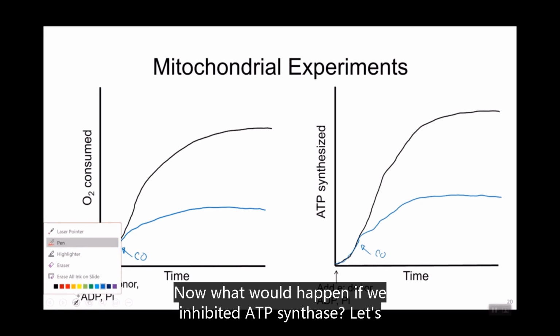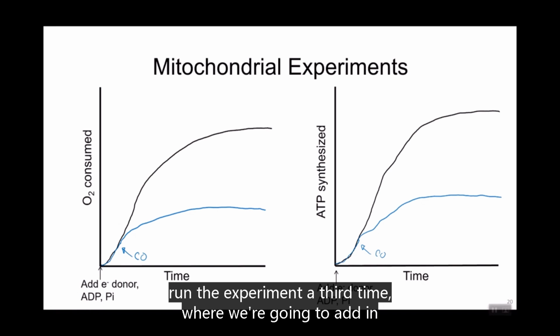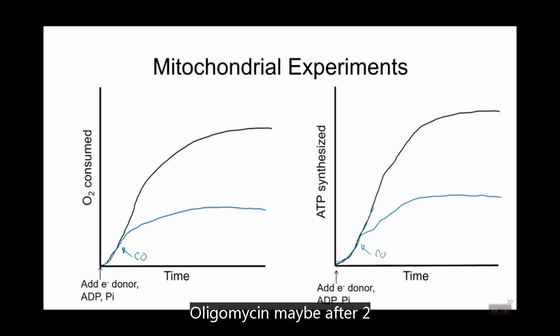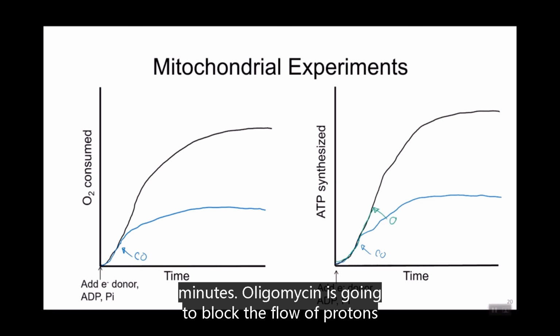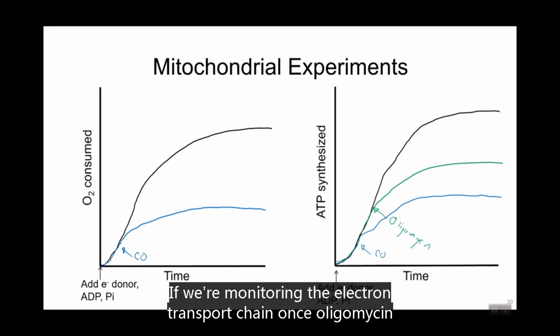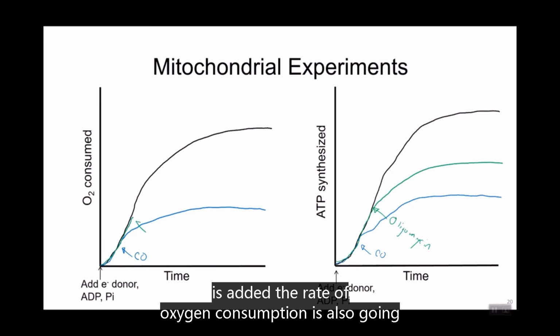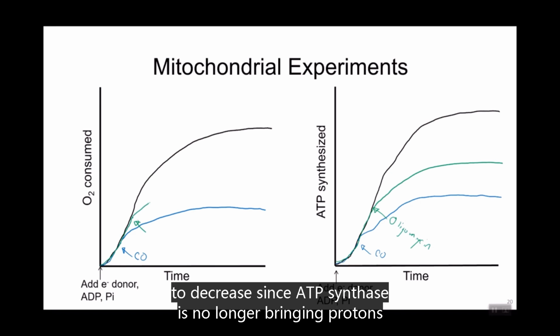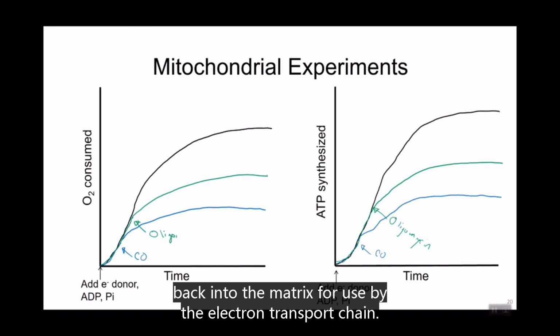Now, what would happen if we inhibited ATP synthase? Let's run the experiment a third time, where we're going to add in oligomycin maybe after 2 minutes. Oligomycin is going to block the flow of protons through ATP synthase and slow down the production of ATP. If we're monitoring the electron transport chain, once oligomycin is added, the rate of oxygen consumption is also going to decrease, since ATP synthase is no longer bringing protons back into the matrix for use by the electron transport chain.